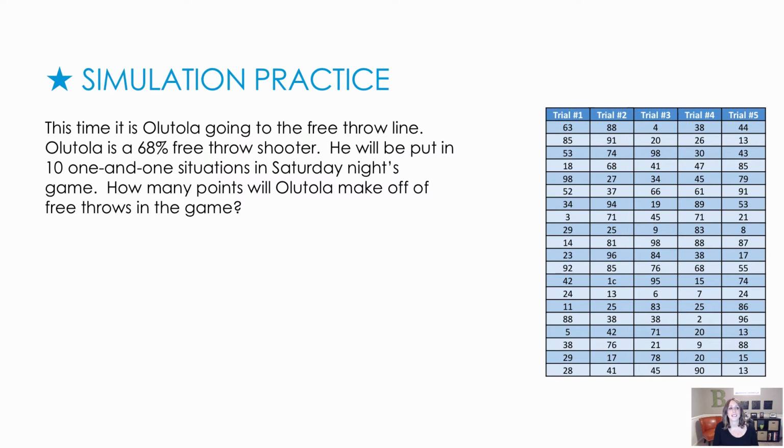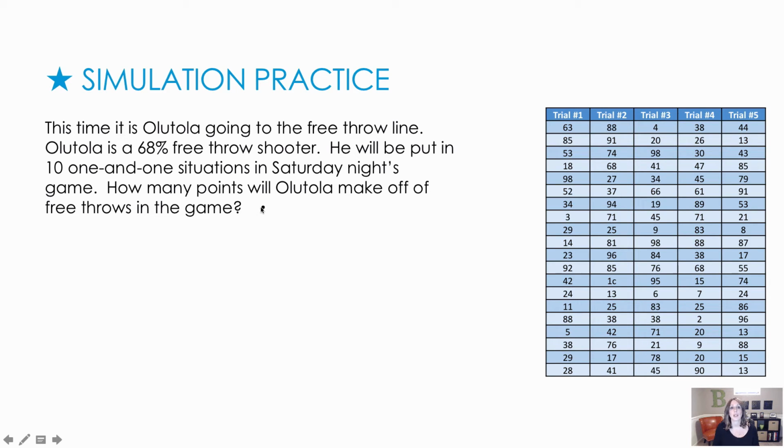He will be put in 10 1-and-1 situations. If you're not a basketball person, a 1-and-1 situation is where the player goes to the line to shoot a free throw, and if the player makes the free throw, he or she gets to shoot a second time. If he or she misses that free throw, then they don't get to shoot again. So how many points will Ola Tula make off of free throws in this game?